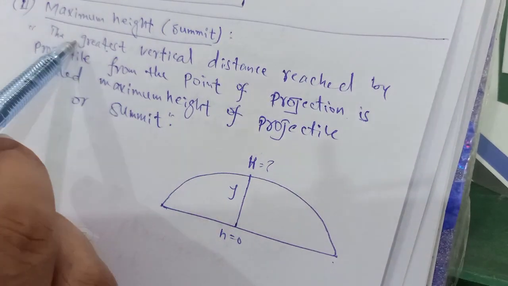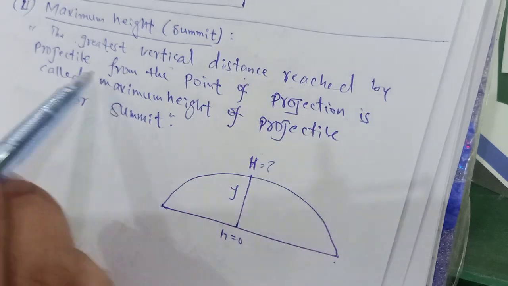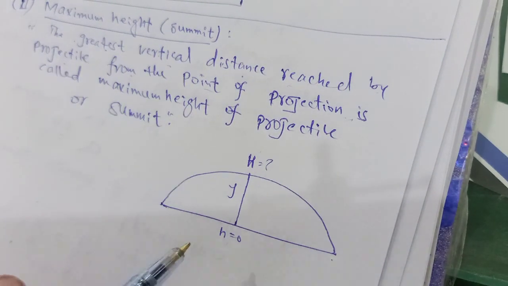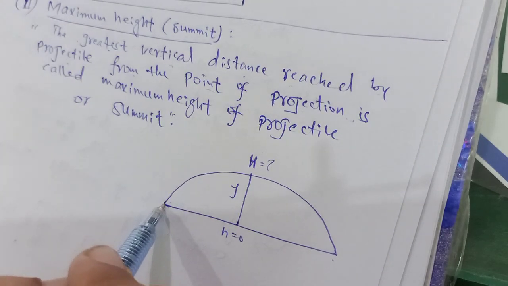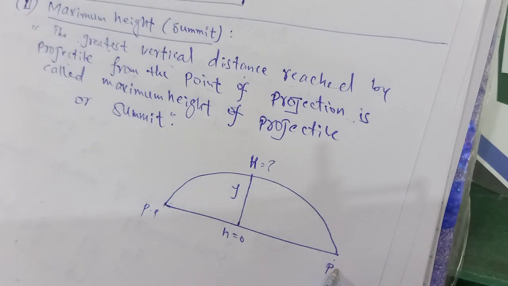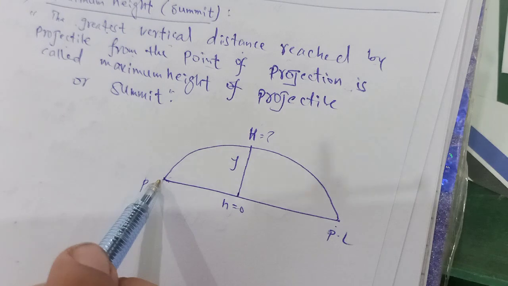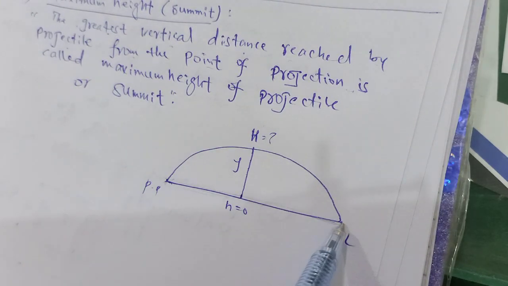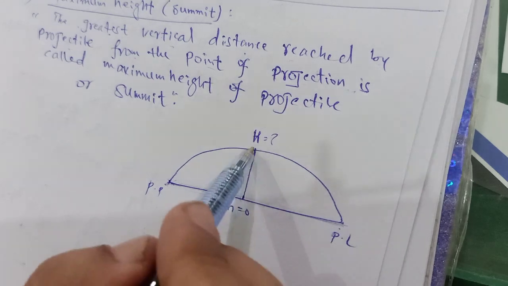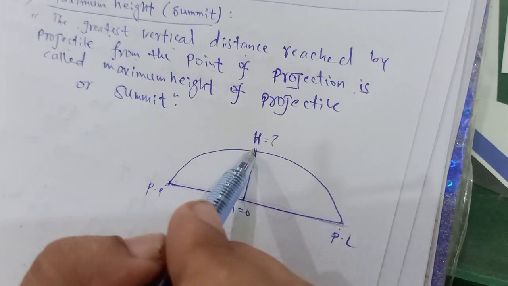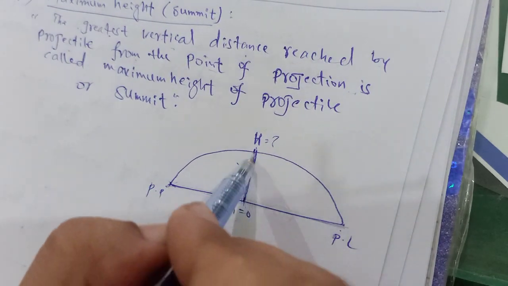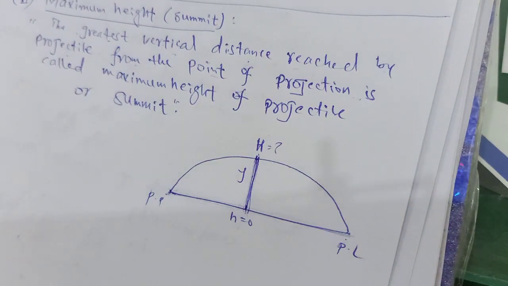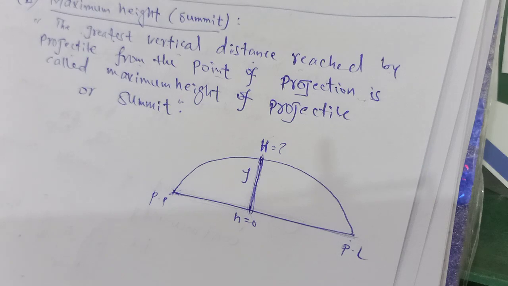Clear? The greatest vertical distance reached by a projectile from the point of projection in y-axis is called summit or maximum height. ये जा रहा है पॉइंट ऑफ प्रोजेक्शन से पॉइंट ऑफ लैंडिंग की तरफ, तो इस डिस्टेंस को हम इग्नोर करते हैं फिलहाल. इस वक्त हमारा कंसर्न ये है कि प्रोजेक्टाइल मोशन वाई एक्सिस में कितना डिस्टेंस कवर करता है. तो वाई एक्सिस में ये जितना ज़्यादा से ज़्यादा डिस्टेंस कवर करता है, मैक्सिमम पॉसिबल डिस्टेंस, दैट इज कॉल्ड द मैक्सिमम हाइट ऑफ प्रोजेक्टाइल.